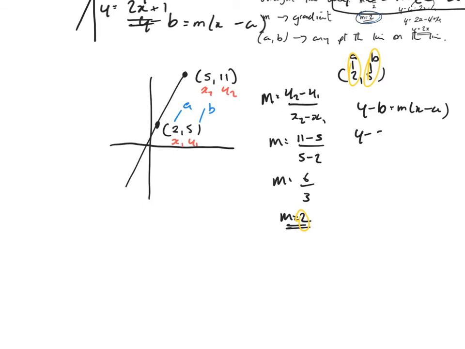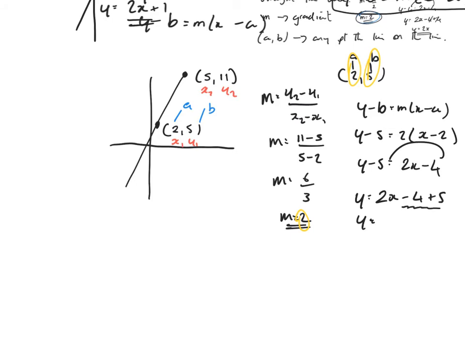Y minus 5 is equal to 2 bracket x minus 2. y minus 5 equals 2x minus 4. Bring the minus 5 across, change its sign, so that'll be 2x minus 4 plus 5. Just be careful, minus 4 plus 5 is plus 1, and that's y equals 2x plus 1, final answer.